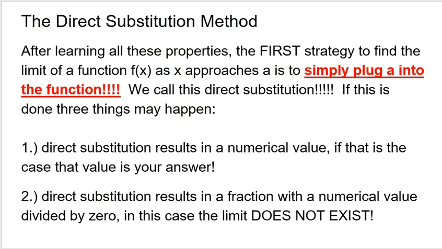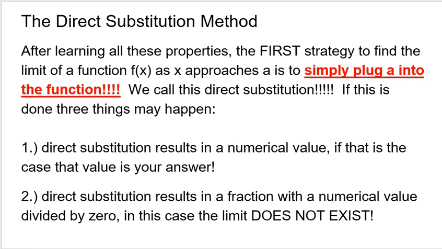First, let's start with something that we ended the last video on when we talked about the properties of limits. This is the direct substitution method. Listen, this should always be applied first. We've learned all these different properties, but the first strategy to find the limit of a function as x approaches a is to simply plug a into the function. That's the first thing you should always do. We call it direct substitution.